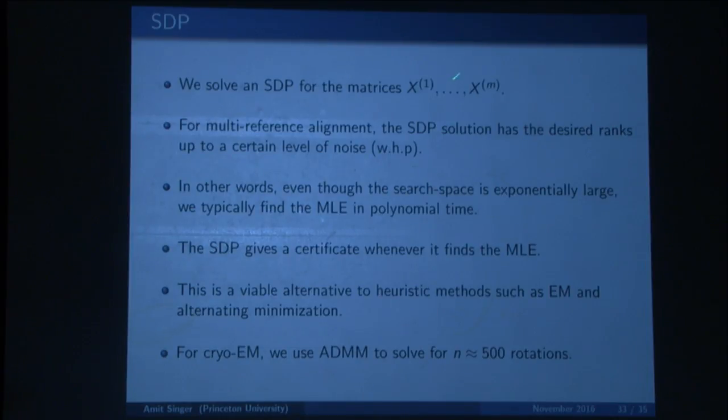Okay, so we have this SDP where we solve up to frequency m. What we notice numerically is that for the multi-reference alignment problem, the 1D multi-reference alignment, actually also for multi-reference alignment of images over the sphere, the SDP solution has the desired ranks. Even though we did a relaxation, it gets the desired ranks up to a certain level of noise with very high probability. So this relaxation is tight. Okay, we actually get the maximum likelihood solution. So even though the search space is exponentially large, this SDP finds the global maximum likelihood in polynomial time. And the nice thing about the SDP is it gives us a certificate. So we just check if the ranks are correct, we got the maximum likelihood. So it can be considered as a viable alternative to heuristic methods like expectation maximization or alternating minimization.